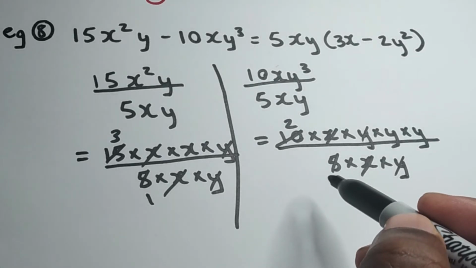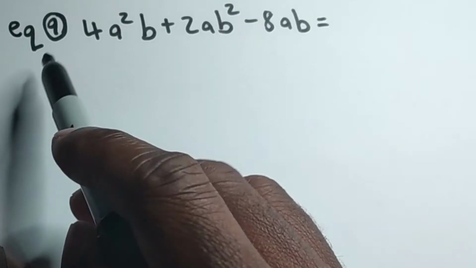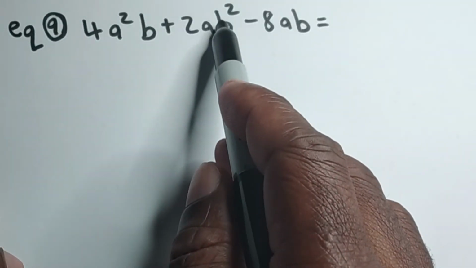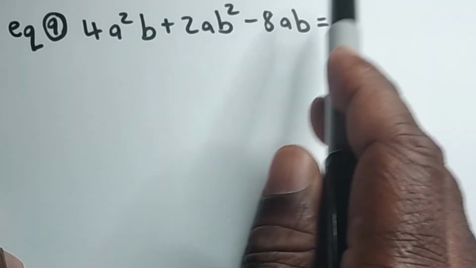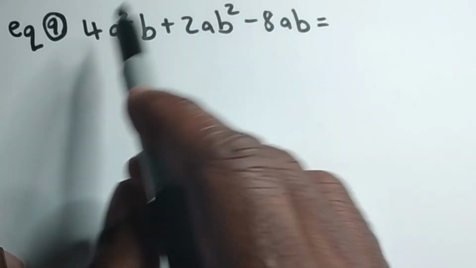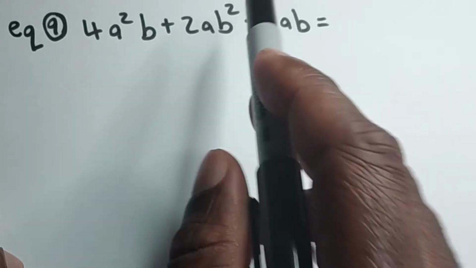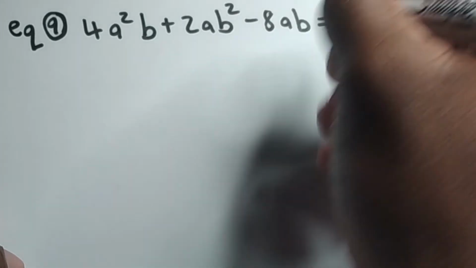So let's look at a couple more examples. Now, what if I had example 9? 4a squared b plus 2ab squared minus 8ab. All right. So what I want to do is to look at the numbers first. So the highest common factor for these numbers would be 2. So we can factor out the 2 right there.